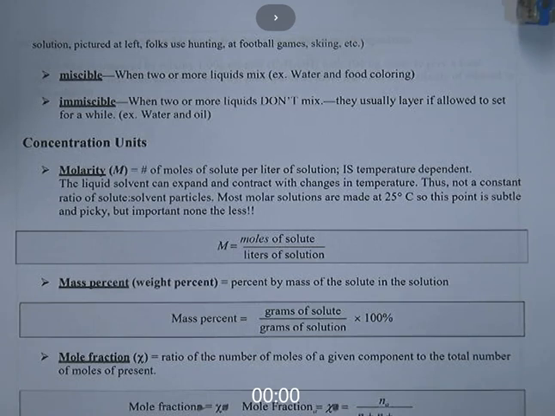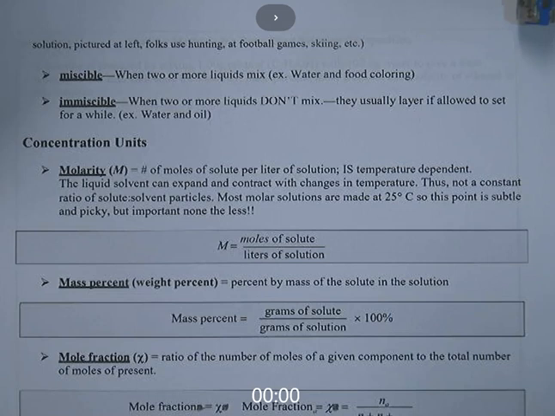And that's temperature dependent. Why would that be? Well, the liquid solvent can expand. If you freeze water, it gets bigger. So what was 1 liter of liquid water will be more than a liter of ice. The liter is a measure of volume. So that would change your molarity simply by freezing the water, even though you still have the same number of water molecules as you had before. That's not a constant ratio of solute to solvent particles. Most molar solutions are made at 25 degrees centigrade. That's about room temperature. So this point is subtle and picky, but it's important.